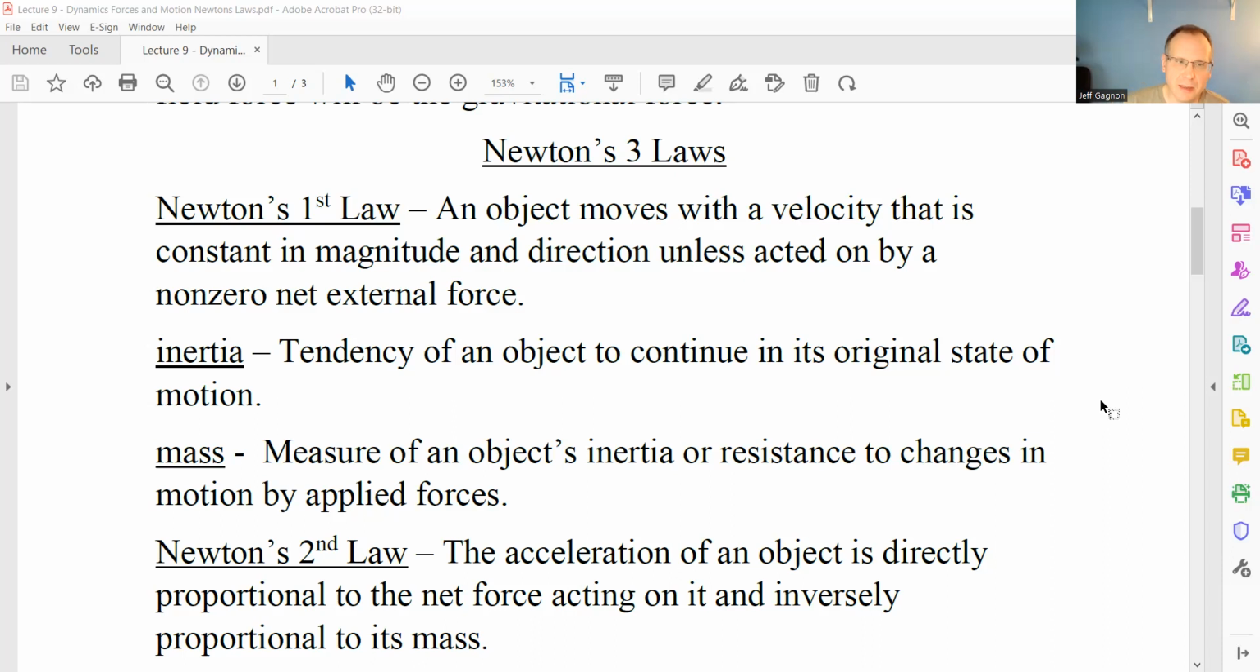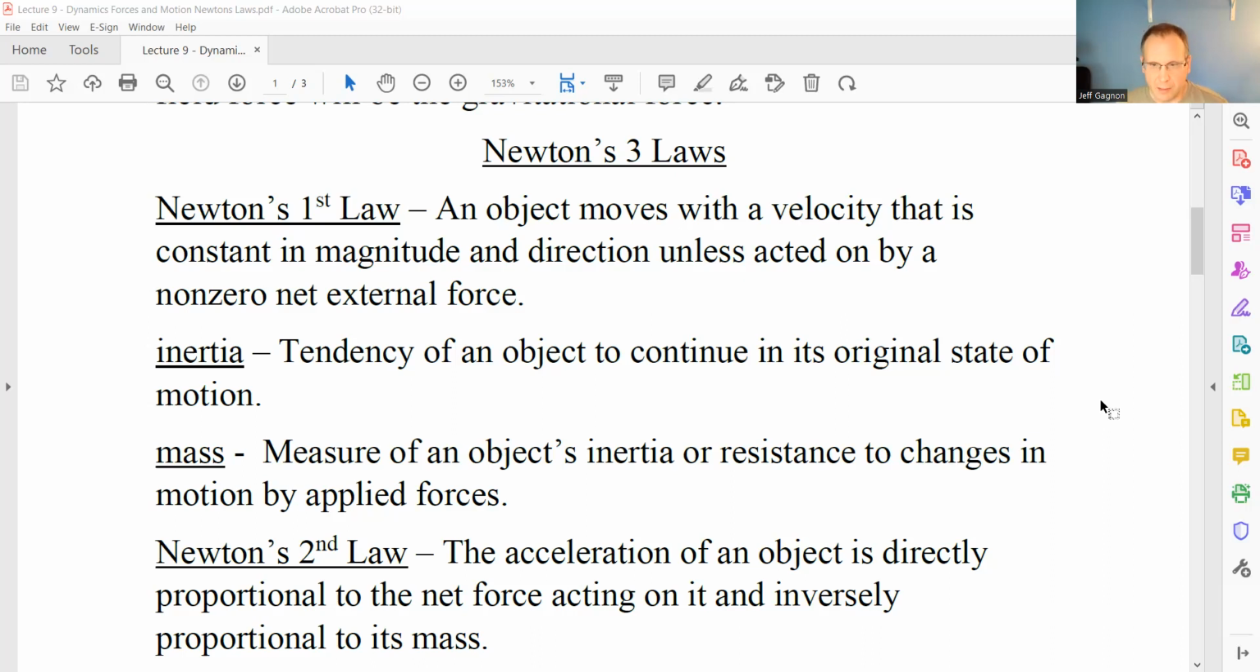Okay, another definition is something called inertia. And inertia is simply the tendency of an object to continue in its original state of motion. And a measure of an object's inertia is called the mass of the object. You can also think of mass as offering resistance to changes in motion by applied forces. And we'll see that when we look at the equation that involves forces and acceleration, mass is going to appear in that equation. So mass is simply the resistance to changes in motion, to accelerations.